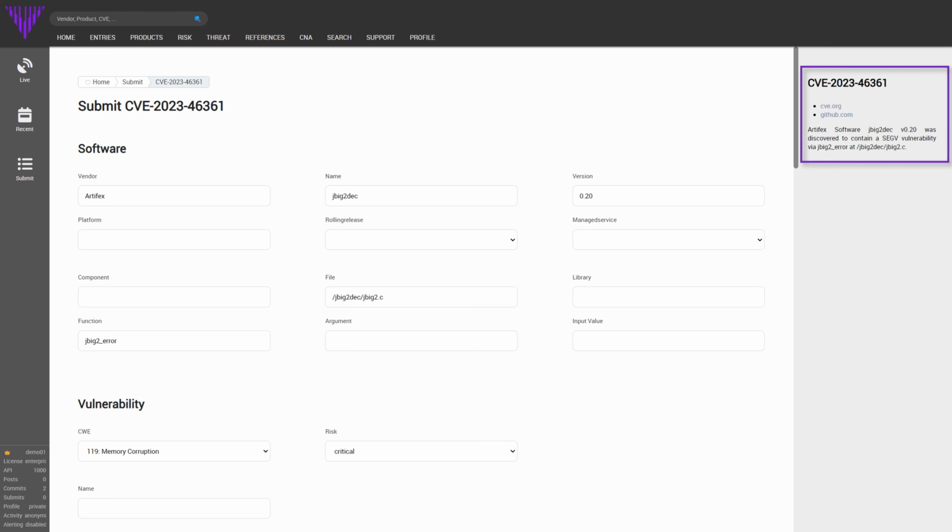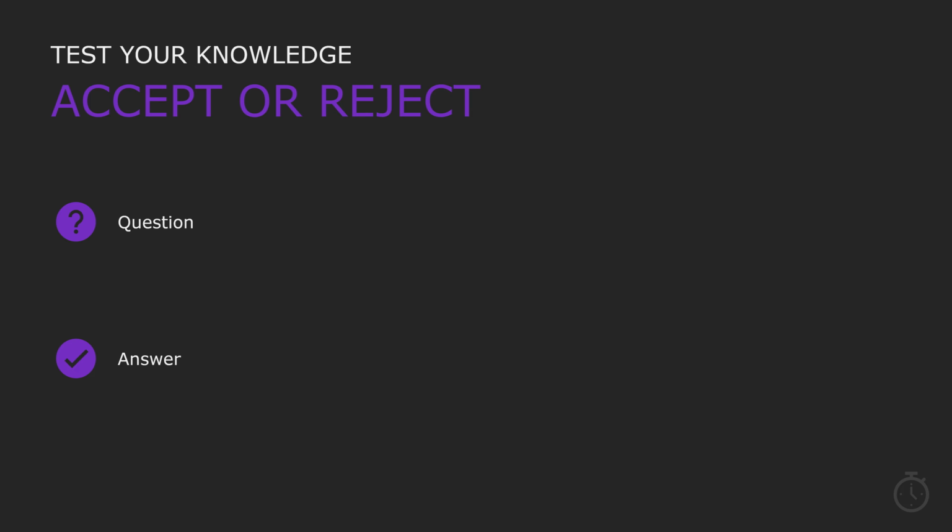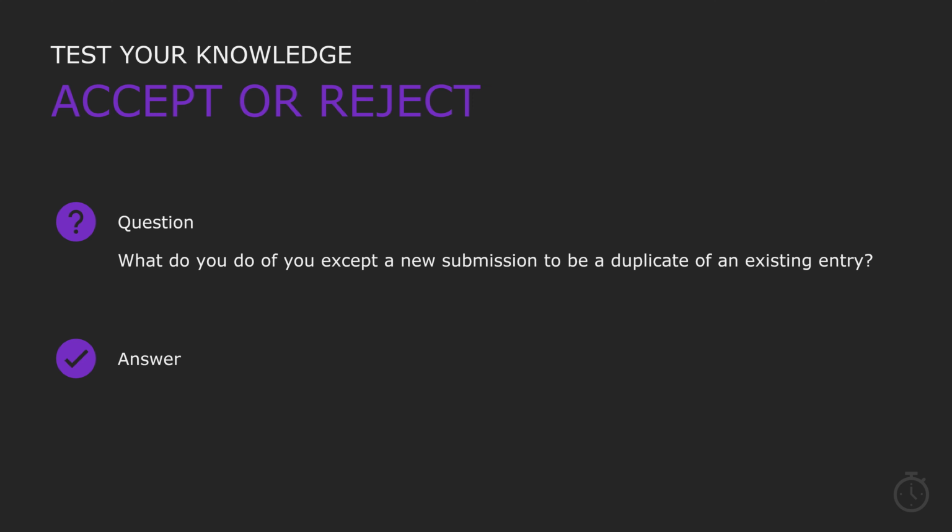It is mandatory to identify vendor and product name. It is also recommended to invest some time to define affected versions and vulnerability class. If such details are not known, the fields shall be left empty. We will discuss in detail how you may approach such a data enrichment. During this e-learning session we will test your knowledge once in a while. The first question is, what do you do if you expect a new submission to be a duplicate of an existing entry?